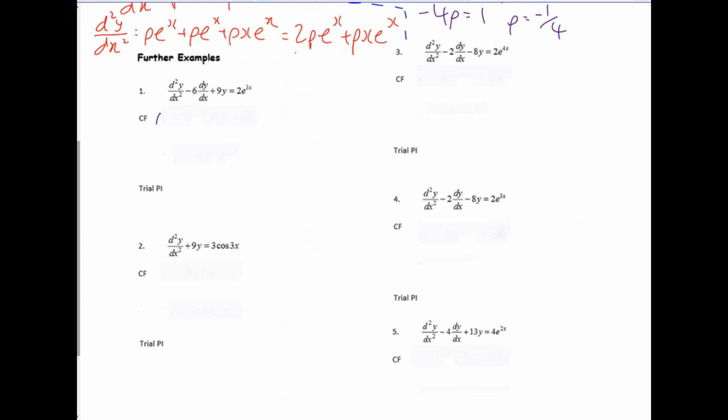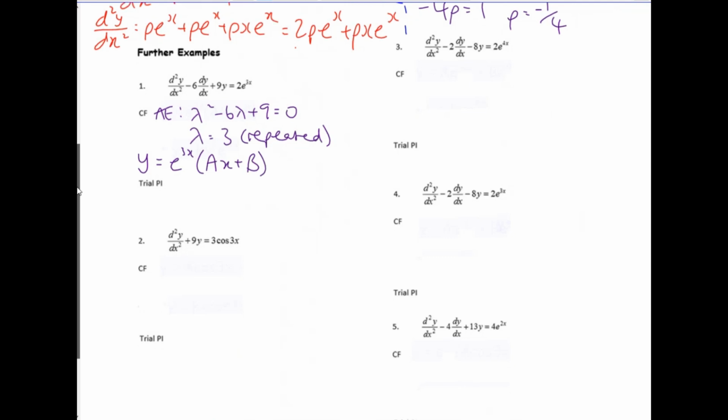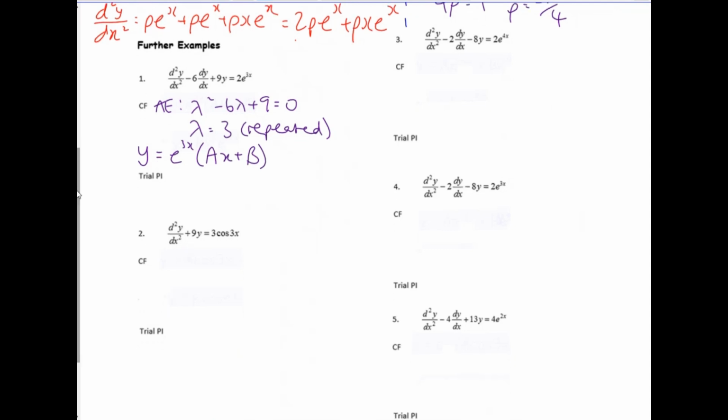So this first one, complementary function, start off doing the auxiliary equation, which is lambda squared minus 6 lambda plus 9 equals 0. This will give you a repeated root at 3. So your complementary function is of the form e to the 3x times ax plus b. This is a problem for our particular integral. Usually you would try y equals p e to the 3x, but you can't here because you've got this b times e to the 3x. It's already included in your complementary function.